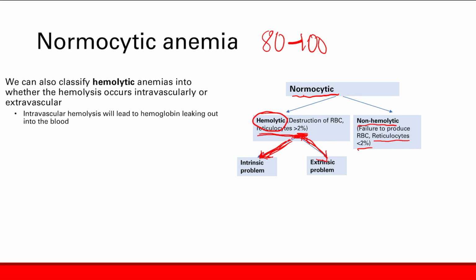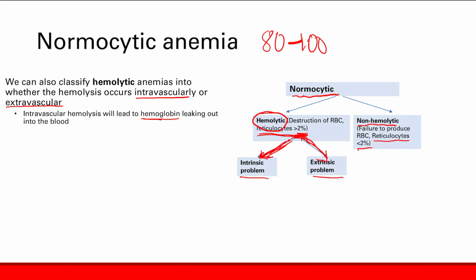We can classify it another way. We can classify it by the intrinsic versus extrinsic causes, or we can classify whether the hemolysis occurs intravascularly or extravascularly. And the reason why we do that is there's going to be slight changes in the labs that you're going to see. So if it's intravascular, that means there's hemolysis happening in the blood vessels. And if this is happening in the blood vessels, you get hemolysis, you get hemoglobin coming out of the cells, and then the hemoglobin leaks out into the blood.